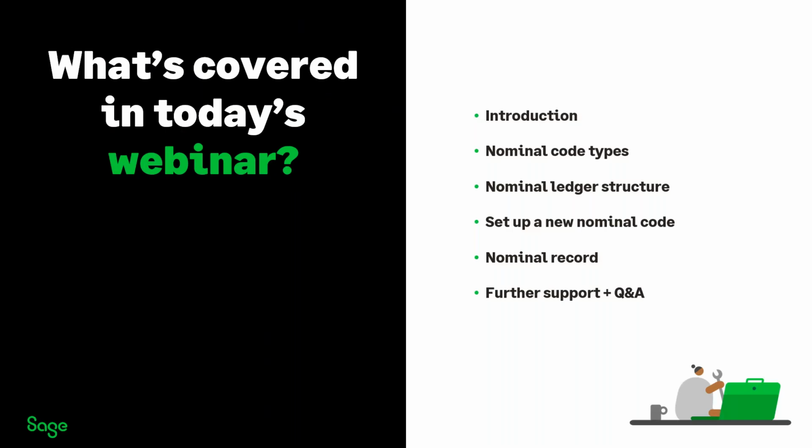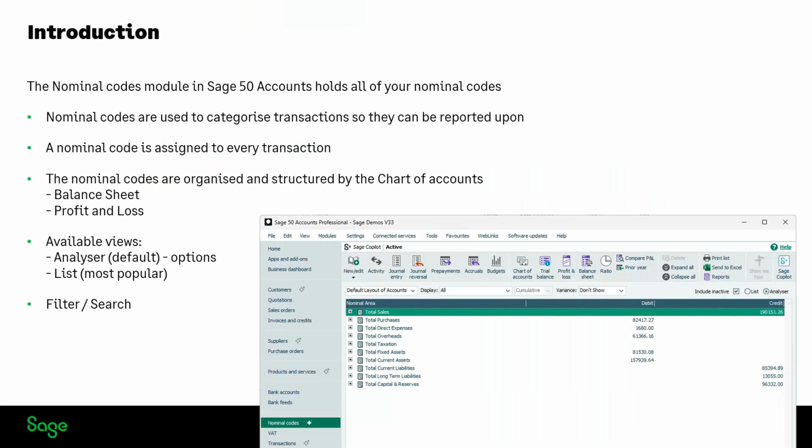Right, let's get started though. So we're going to start with the basics, a little bit of an introduction. Now, hopefully you're familiar with the nominal codes ledger or module in Sage 50 Accounts. It basically holds all of your nominal codes.